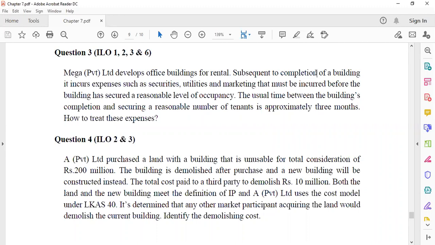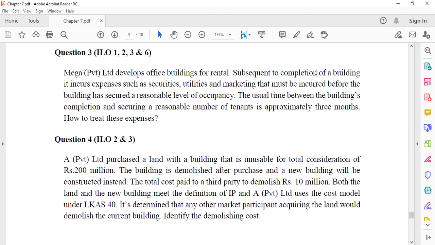Then the question is that the cost that we incur after the completion of this particular building until you get such kind of occupancy, can they be capitalized or should they be expensed? That's the question. E wage wiyadan api capitalize karanawada naththam expense karanawada kiyana eka thama prashna.